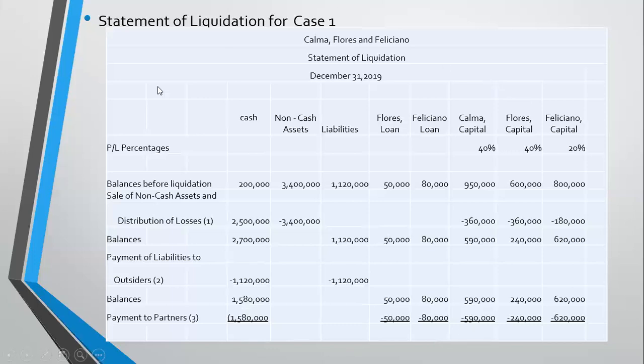So payment to partners, we have 1,580,000. So yung payment na yan na ginawa natin is para dun sa loan kay Flores na 50,000, Feliciano loan of 80, Calma Capital 590, Flores Capital 240, and Feliciano Capital for 620,000. So itong mga steps na to, kaya naka-number yan, no? Ginawa natin ng number. Ito rin kasi yung kailangan nating igawa ng entries. Dapat merong journal entries na manggaling dyan.